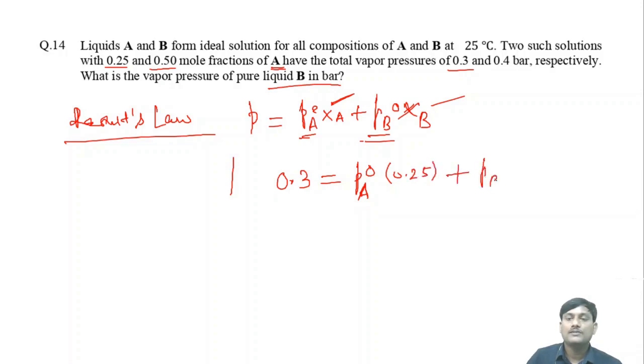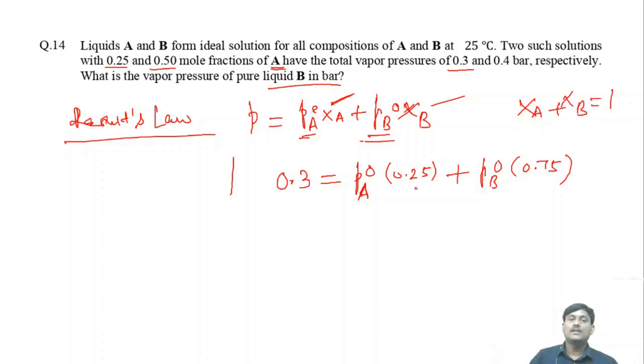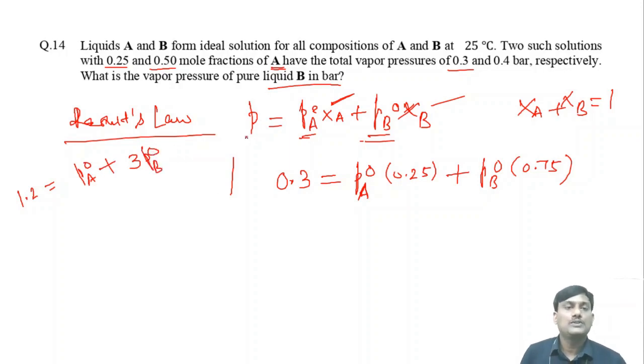Obviously, what is the mole fraction of B? It will be 0.75. We know that XA plus XB is equal to 1. So when XA is equal to 0.25, then XB should be 0.75. So 0.3 is equal to this one. This can be written as 1 by 4 and 3 by 4, so you can multiply with the 4. So finally 1.2 is equal to PA naught plus 3 PB naught. This is the first solution.